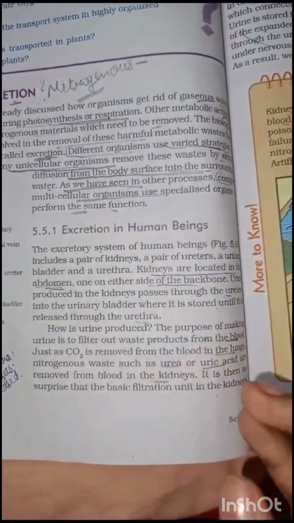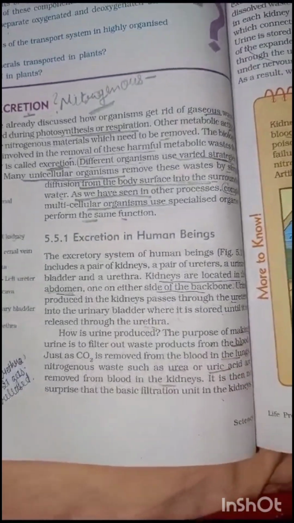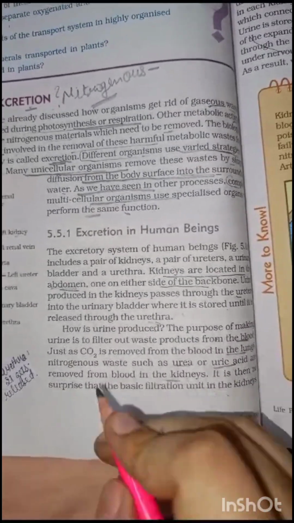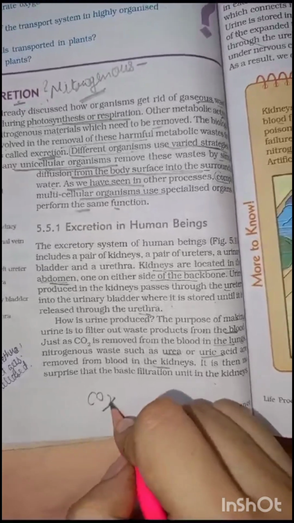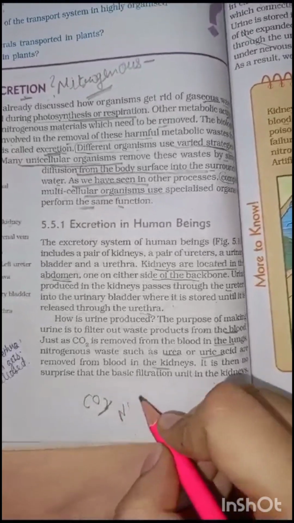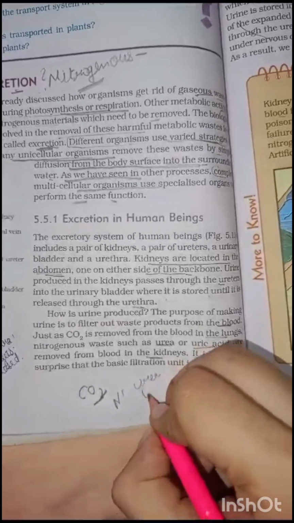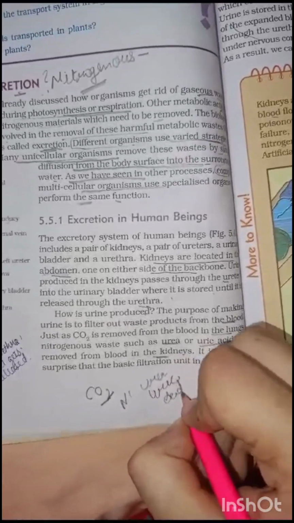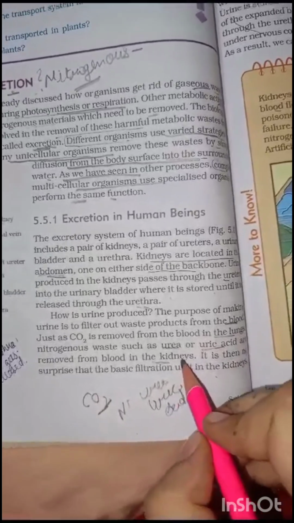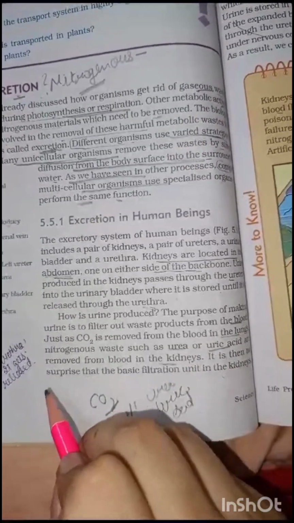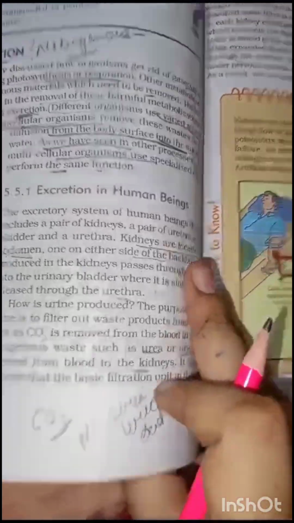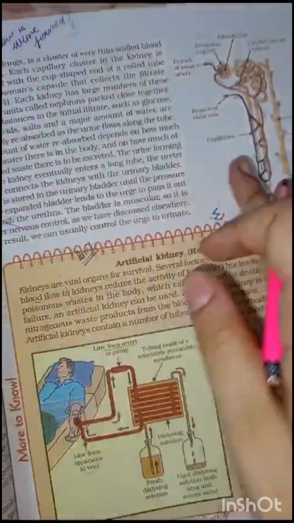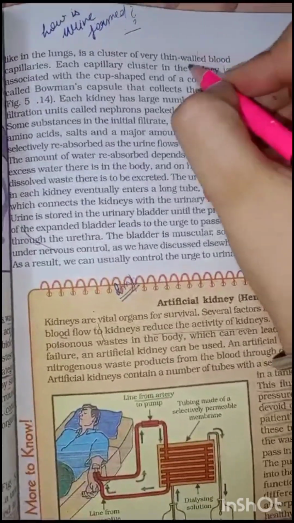Now what they are saying is that the purpose of making urine is to filter out the waste products from the body, such as CO2 is removed from the blood in the lungs. Nitrogenous waste such as urea or uric acid are removed from the blood in the kidneys. It is then no surprise that the basic filtration unit in the kidneys, like in the lungs, is a cluster of very thin walled blood capillaries.